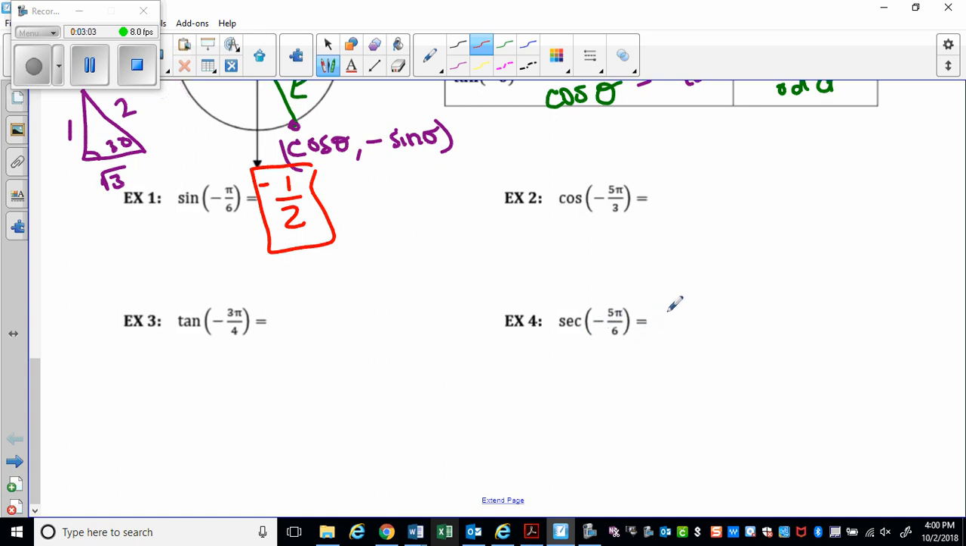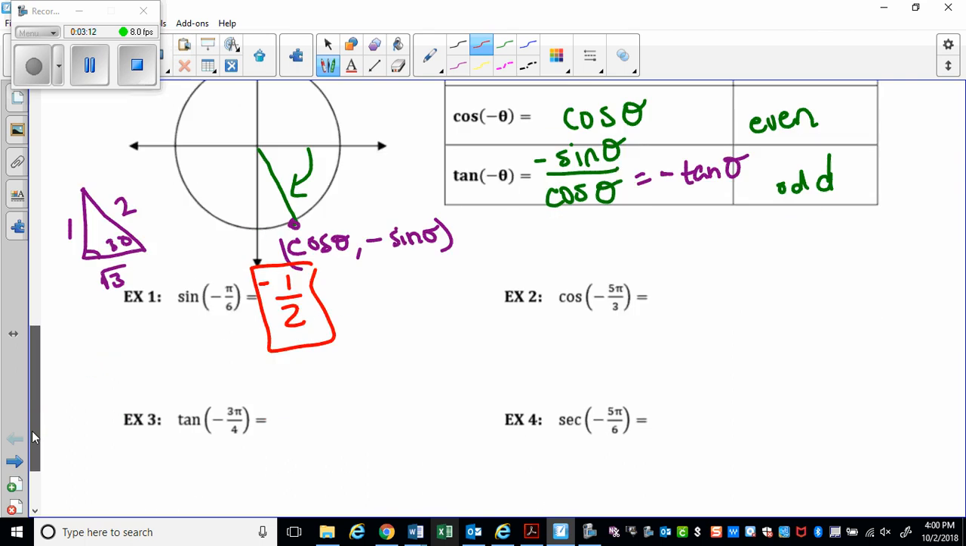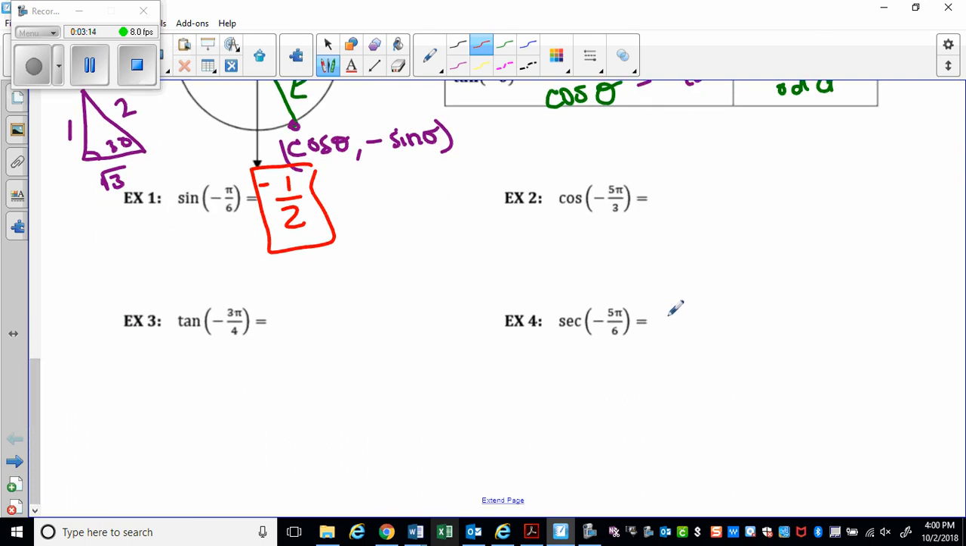Well, you know that secant is the reciprocal of cosine. And cosine is an even function. So secant is also going to be an even function, and it's going to be the same as secant at positive 5 pi over 6. They will be the same. Okay. And secant is the same as 1 over cosine at 5 pi over 6.